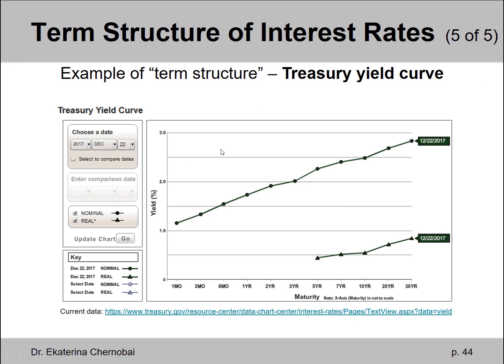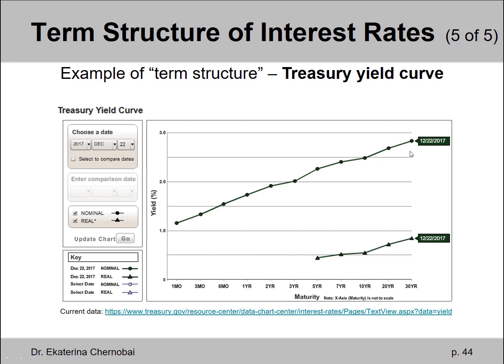And here we see an example of term structure of interest rates for federal government bonds. On the horizontal axis we see 1 month, 3 months, 5 years, 10 years, 30 years. That's time to maturity, right? And on the vertical axis we have yield in percent. That's the yield to maturity. That's the nominal interest rate for bonds with different maturity.